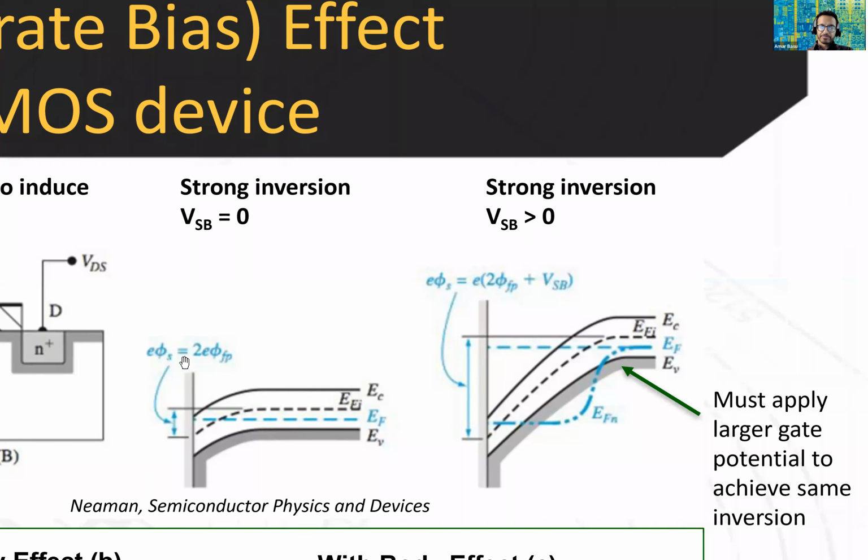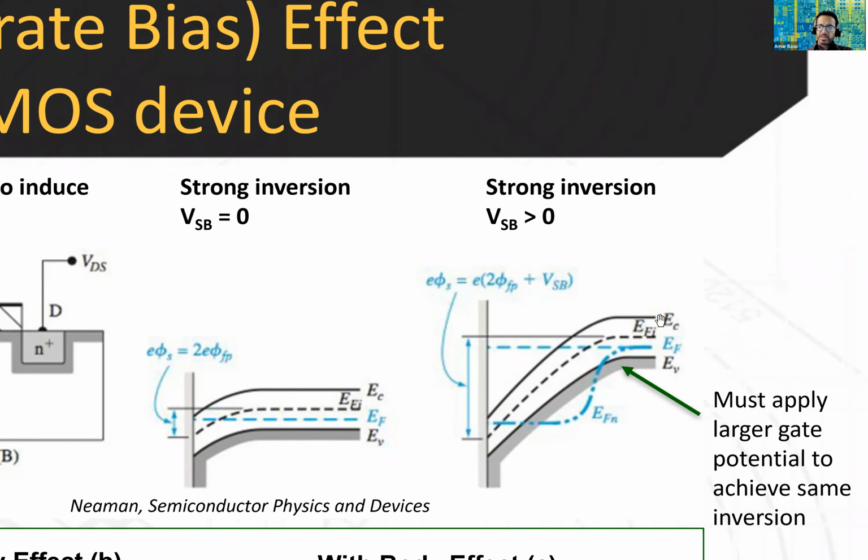Instead of the surface potential being 2 phi F, another way of writing it, 2 times Q times phi FP, we now have to apply 2 phi F plus the source to body voltage, multiplied by Q.